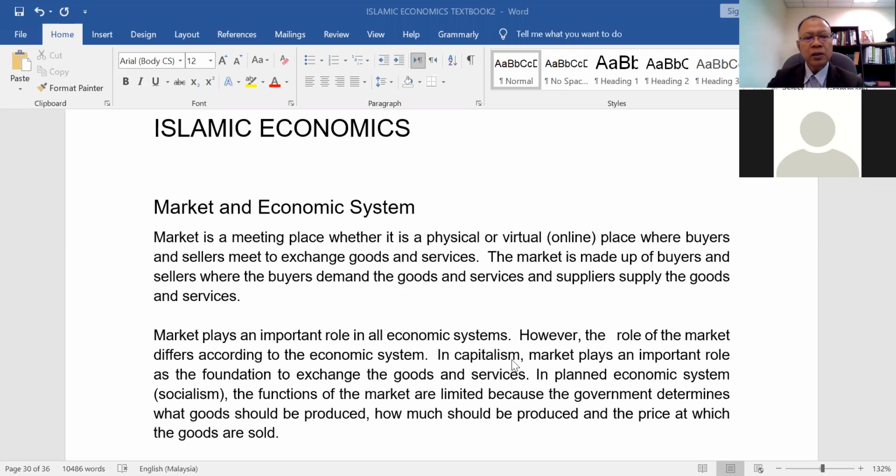In a planned economy or socialism, the functions of the market are quite limited because the government plays an important role. The government decides what to produce, how much to produce, and the price at which the goods are sold. In countries such as Cuba, Russia, and North Korea, the government decides what to produce, how much to produce, and at what price. So the market plays a limited role.